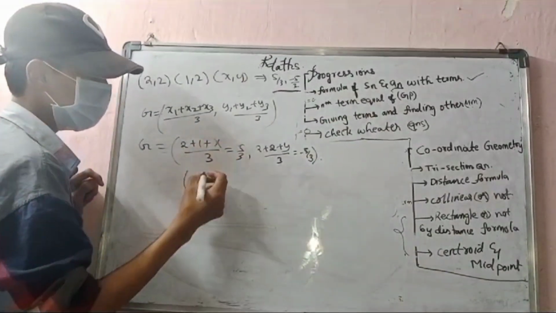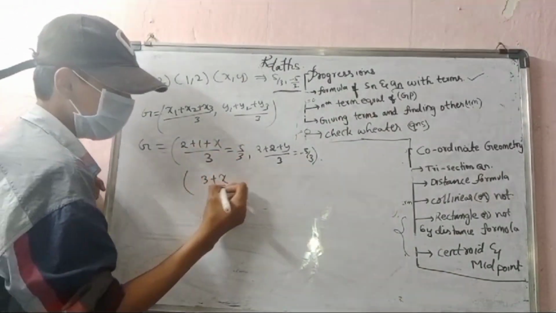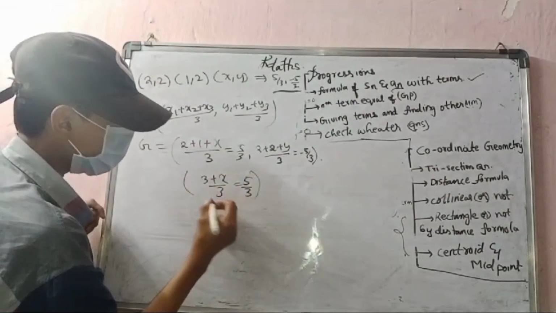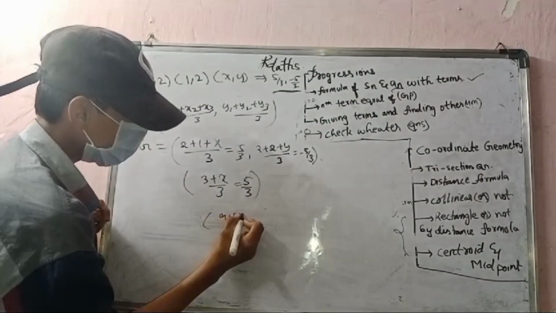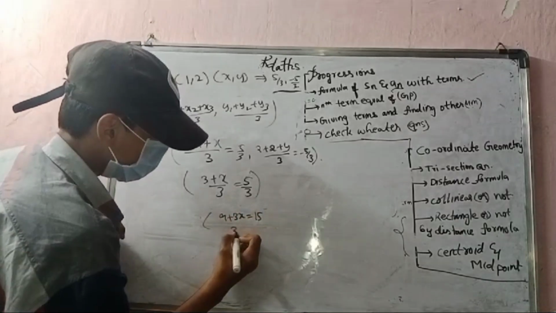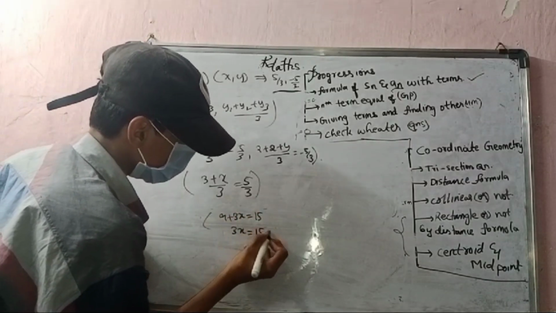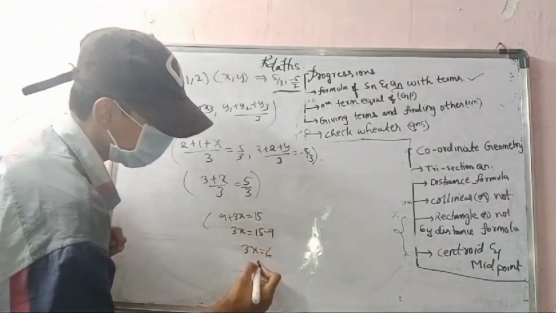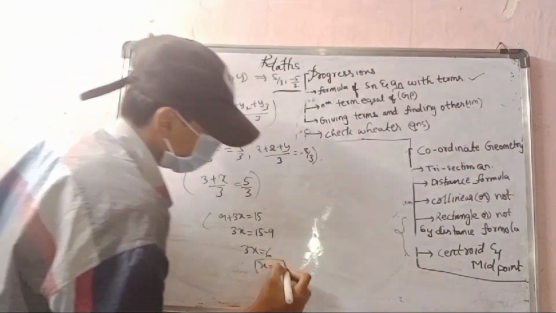Now here 2 plus 1, 3 plus x by 3, which is equals to 5 by 3. Okay, now 3 times 3 is 9 plus 3x, which is equals to 15. 3x equals 15 minus 9. 3x will be equals to 15 minus 9, 6. x equals to 2.